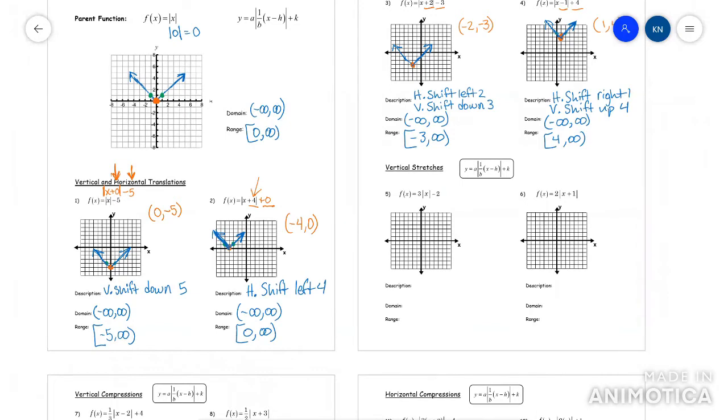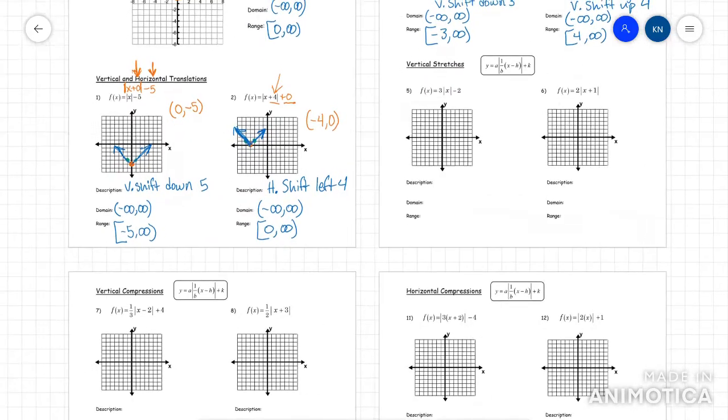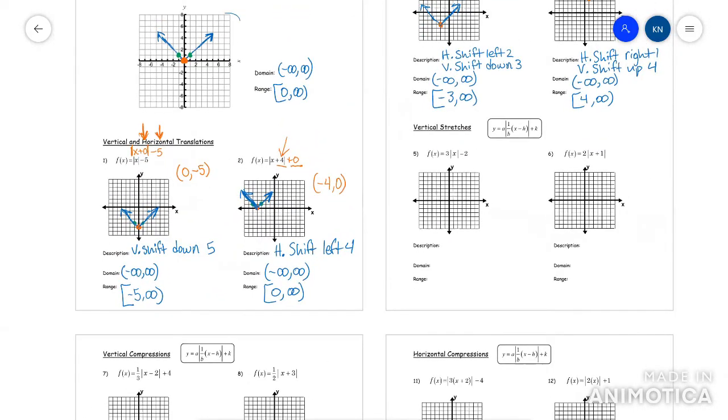Okay, next one is where it starts to get a little more challenging, because you're going to stretch and compress these things, which is going to change where these green dots would go, if you look back to the parent function, where your next points would go. So here we go. First thing, go find your HK. There's not a horizontal shift, so it's just 0, comma, and then a vertical shift down 2, so -2. Go put a dot there.